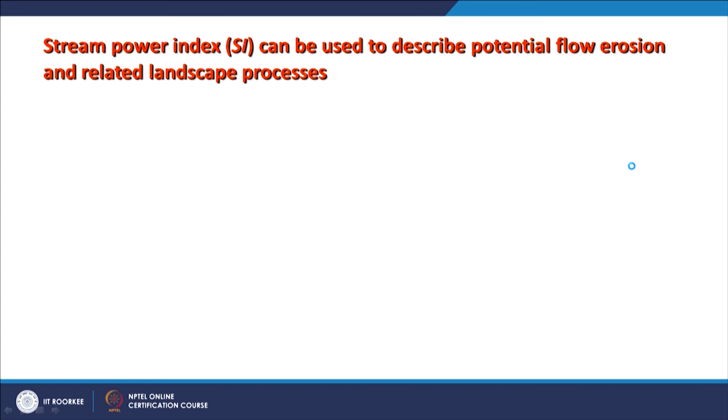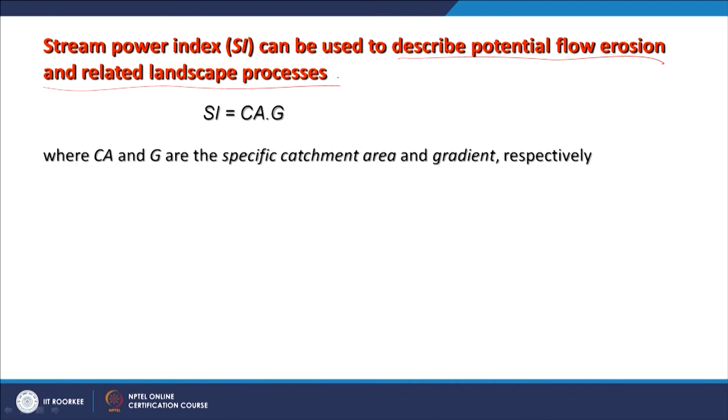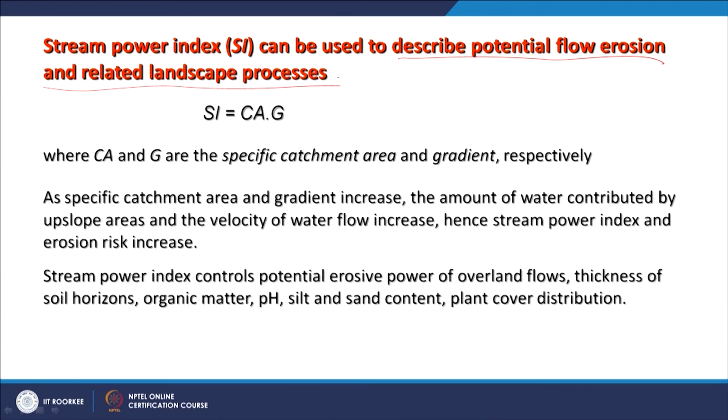Now, the stream power index, or we can also call it SI, can be used to describe potential flow erosion and related landscape processes. This can be calculated as SI equals CA multiplied by G, where CA and G are specific catchment area and gradient respectively. So, as specific catchment area and gradient increase, the amount of water contributed by the upslope area and the velocity of water will also increase. So, there is a direct relationship. Hence, stream power index and erosion risk increase.